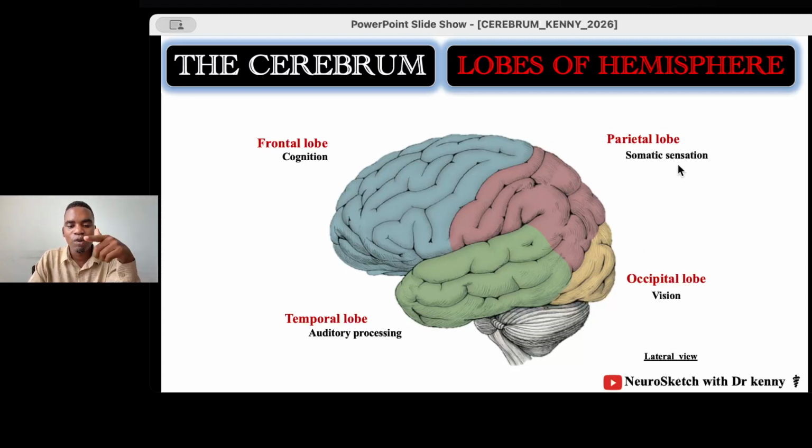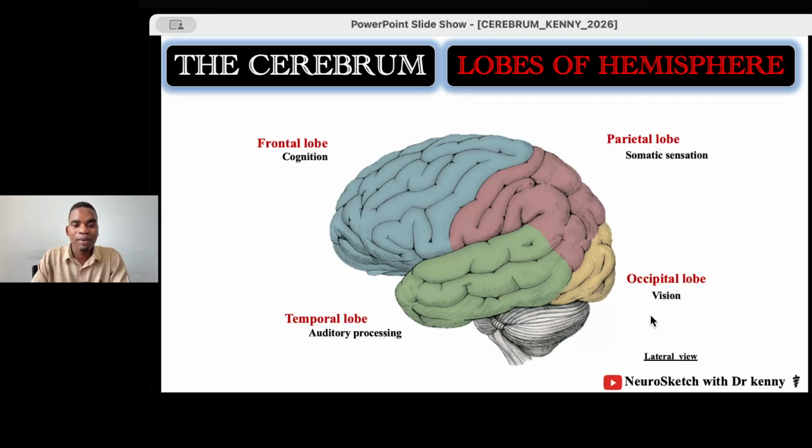The parietal lobe is known for somatic sensation from the body, and also for spatial orientation. I'm going to explain a little bit later what spatial orientation is, but if you are asked to name only one function of the parietal lobe, you can take the somatic sensation.